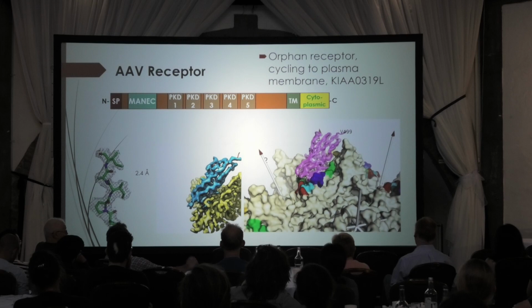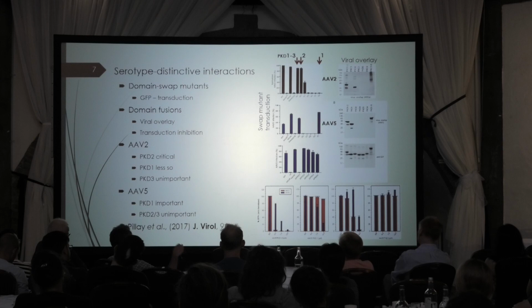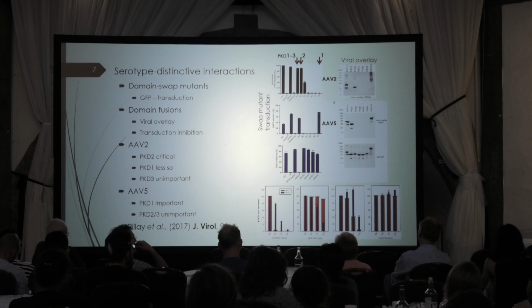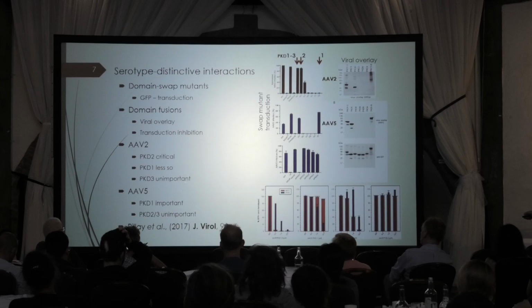And along the way, we had a bit of a surprise, because in localizing which domains of the receptor were important for viral entry, we had struck upon a difference between different serotypes of AAV. We were so surprised by this that we and our collaborators approached this with three completely different methods, all of which led to the same conclusion. For AAV2, it's PKD domain 2 that's critical, with PKD1 playing an accessory role. But when we switch serotype to AAV5, PKD2 doesn't do anything, apparently. It's all dependent upon PKD1.